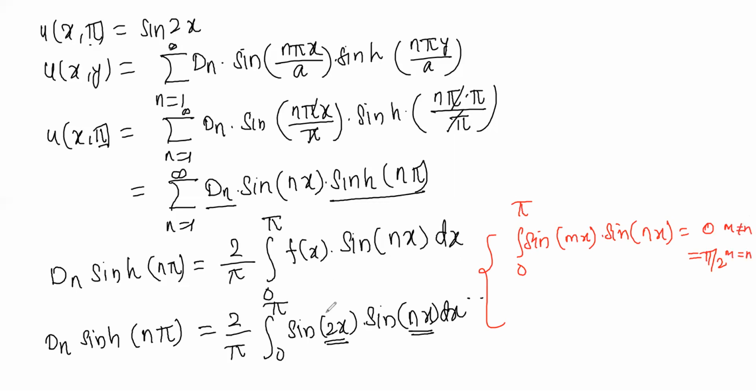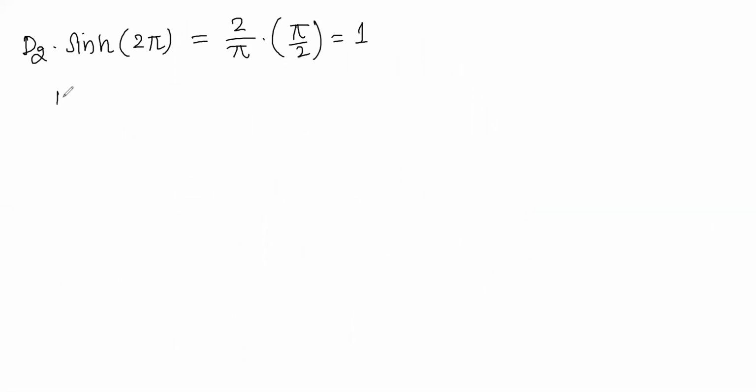by 2. So now I know that this here is 2 and this here is n, so I'll find only d2, because the rest of the terms will be 0. Let's find d2 here. All other terms will not survive, so I'll get d2 sine hyperbolic 2 pi equal to 2 upon pi into pi by 2. So 2 upon pi into pi by 2, I'll just get 1. So dn will be 0 except for n equal to 2, because d2 will be equal to 1 upon sine hyperbolic 2 pi.